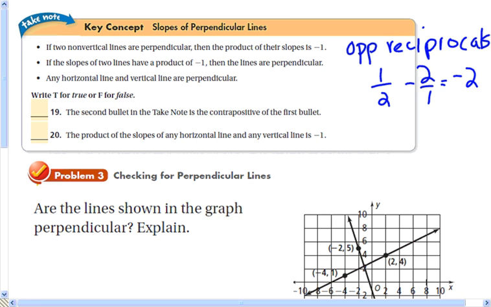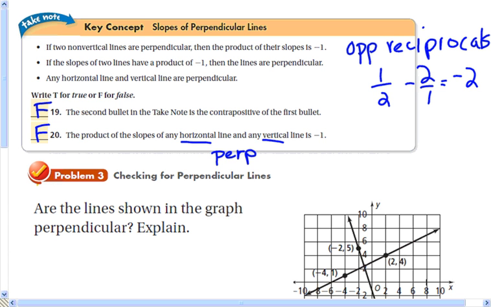All right, the second bullet, and take note, is a contrapositive of the first bullet. The product of the slopes of any horizontal line and any vertical line is -1. I think that's false, but any horizontal line and any vertical line are perpendicular. So that's the one exception for the slopes of the two lines having a product of -1. Remember that the slope of a vertical line is undefined, so it's pretty hard to multiply it by the slope of a horizontal line and get -1.